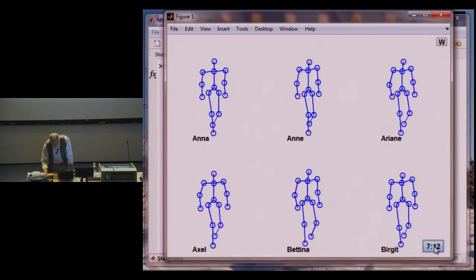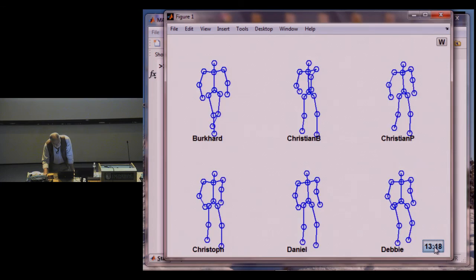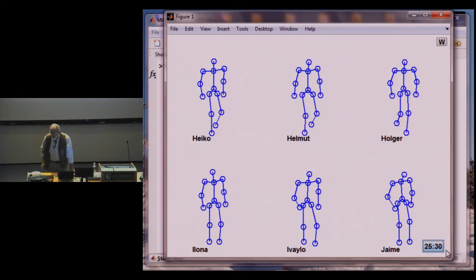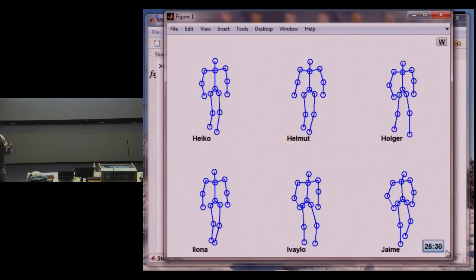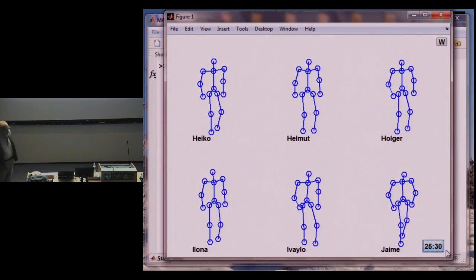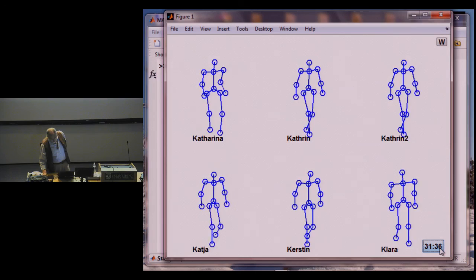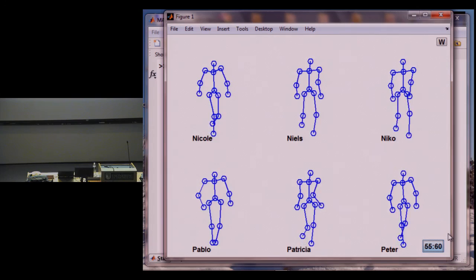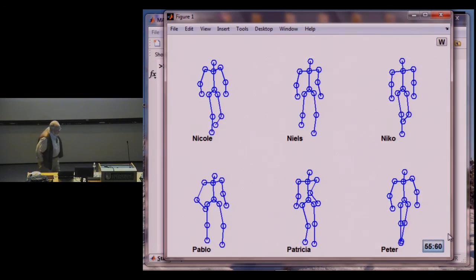Here's some more, all with German names here. Poor Jamie down in the lower right-hand corner was having a bad day. But how do we know that? This is what Troje's interested in. How do we look at that and recognize the emotion of this person from his walk? We get to my two favorites here. Yeah, Pablo and Patricia. We'll get back to them in a minute.